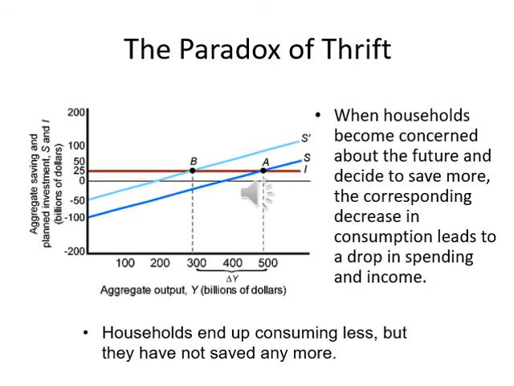The paradox of thrift. When households become concerned about the future and decide to save more, the corresponding decrease in consumption leads to a drop in spending and income. Households end up consuming less, but they have not saved any more.